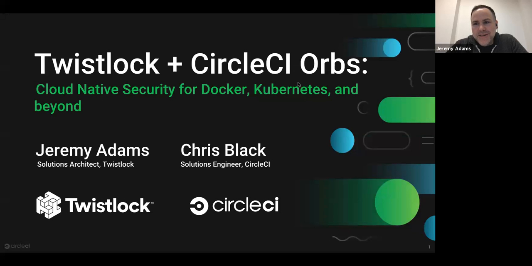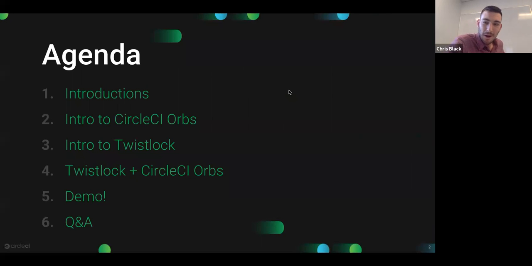So let's get into it. Fabulous, yeah. So quick agenda to level set real quick. We've already covered introductions. We're going to talk a little bit about CircleCI Orbs and why should you care. We're definitely going to talk a lot about Twistlock. And again, Twistlock is a really amazing company that's doing some pretty cool stuff in the cybersecurity space. And then above all, we're going to talk about the Twistlock Orb that Jeremy and his team has authored. We're going to run through a live demo. And then, of course, we're going to save 10-15 minutes at the end for Q&A.